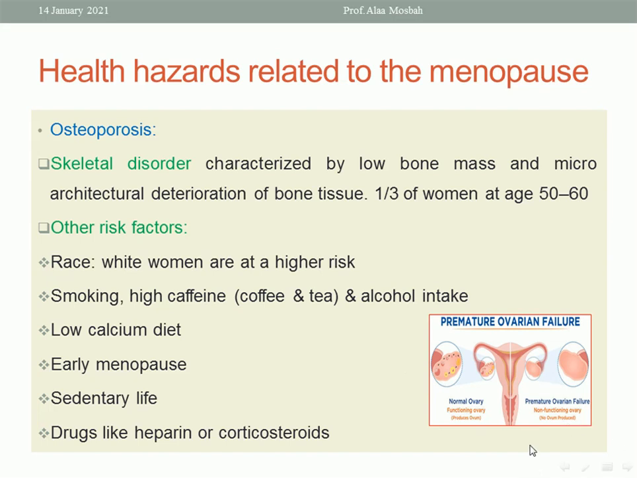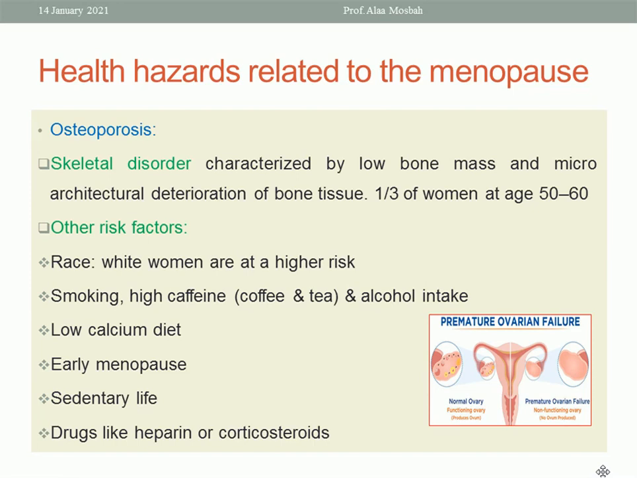What are the health hazards related to menopause that may happen? Osteoporosis is the most important one, and the cardiovascular system. So, osteoporosis is characterized by loss of bone mass and microarchitectural deterioration of bone tissue. Actually, a third of women at the age between 50 to 60 may have osteoporosis, and this is a very big incidence. So, any menopausal woman should take care about this.